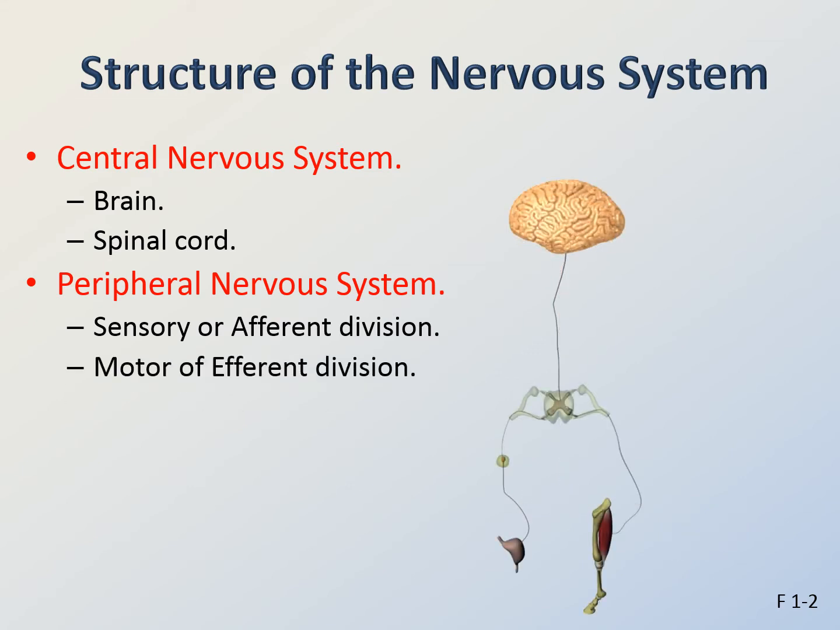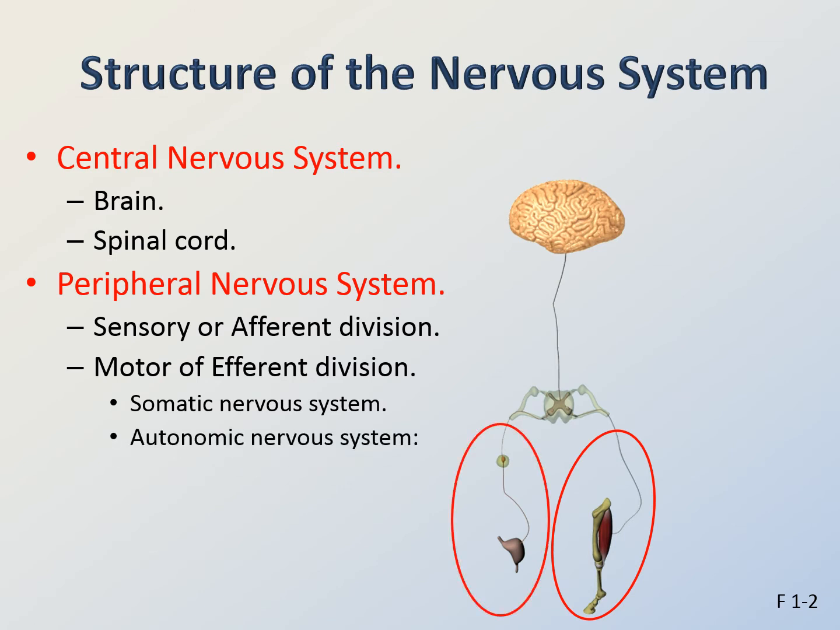The second division is the motor or efferent division, and this carries information from the central nervous system to muscles, organs, and glands throughout the body. The motor division, however, is divided into the somatic nervous system, which innervates the skeletal muscle and executes voluntary or reflex actions, and the autonomic nervous system, which innervates all the organs and cardiac muscle and smooth muscles of the body to regulate involuntary or automatic functions.